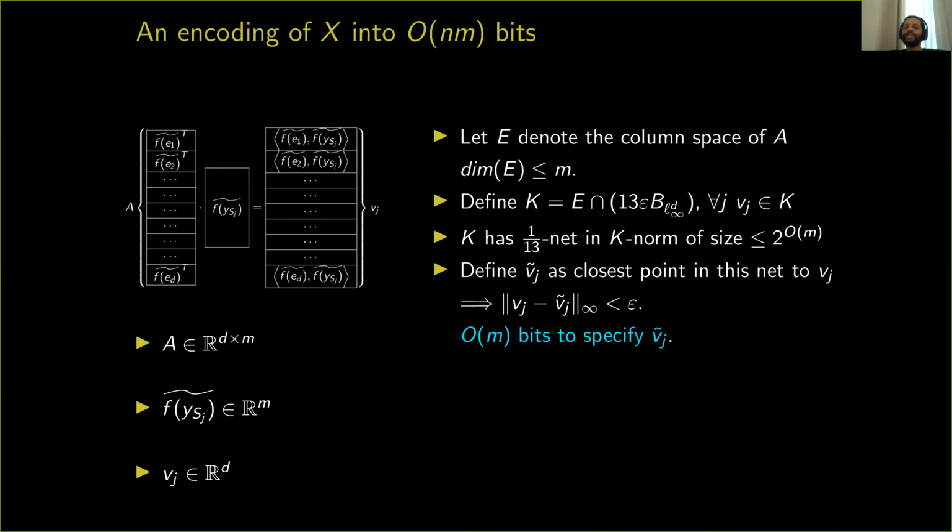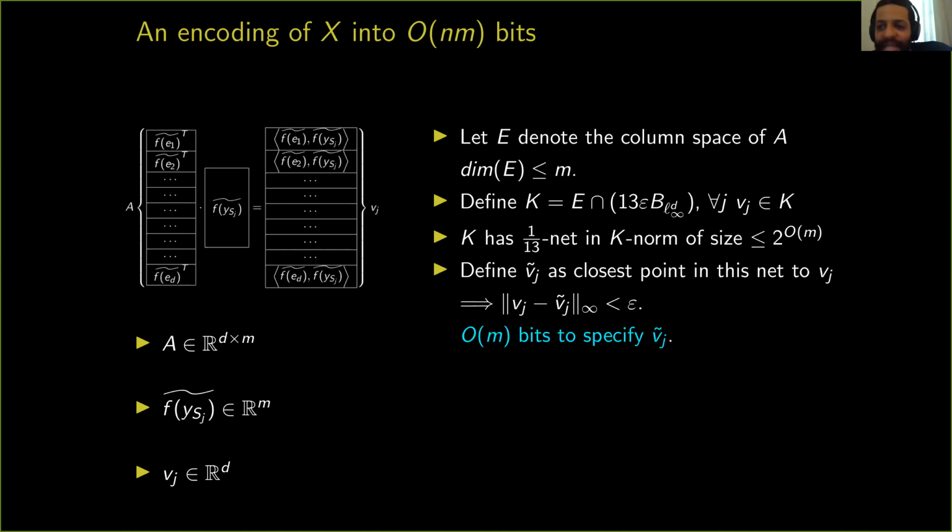So what I'll do is define Vj tilde as the closest point in this net to Vj. And it just takes me the logarithm of the size of the net to specify Vj tilde, which is only O of m bits. So I'm done, right? And I'm almost done. I'm almost out of time here.